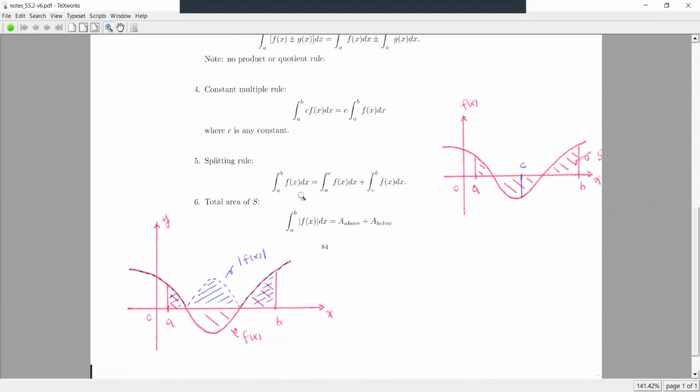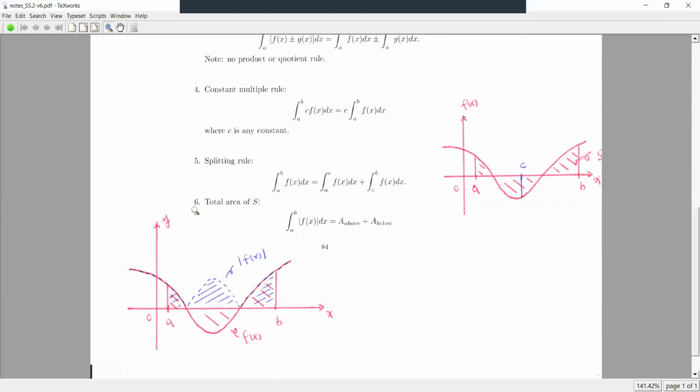Integral is net area. We can split the net area into two net areas. The integral from A to B is the net area from A to B. I can split it into net area from A to C plus net area from C to B.